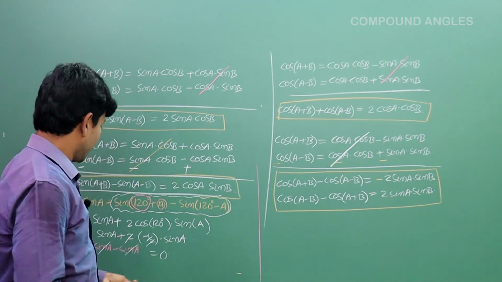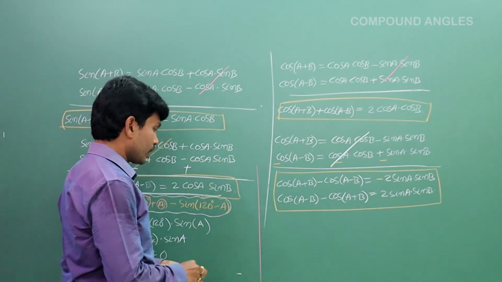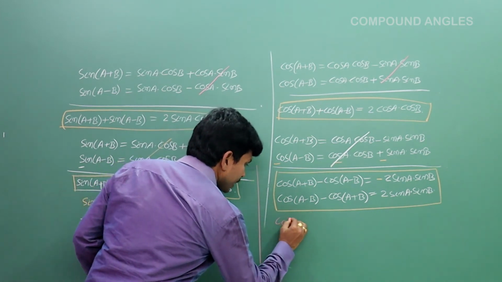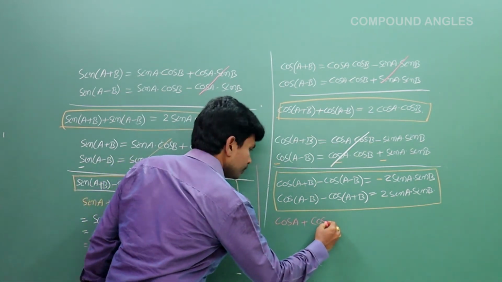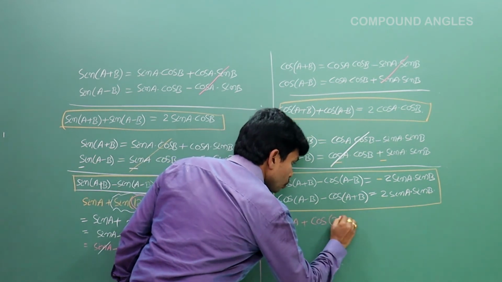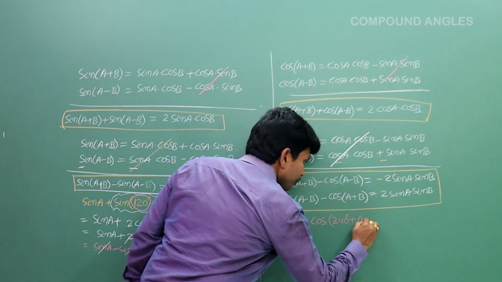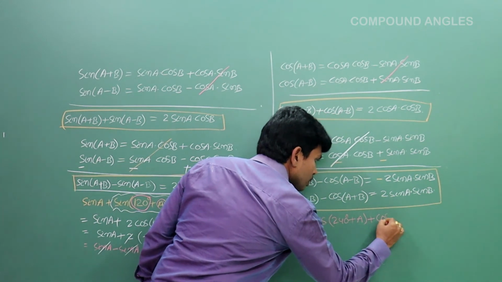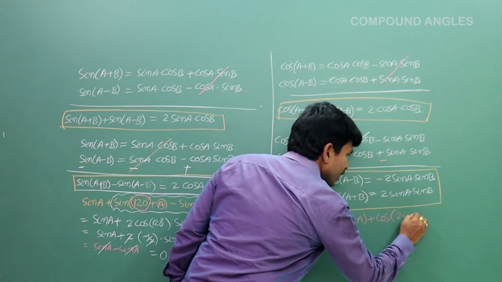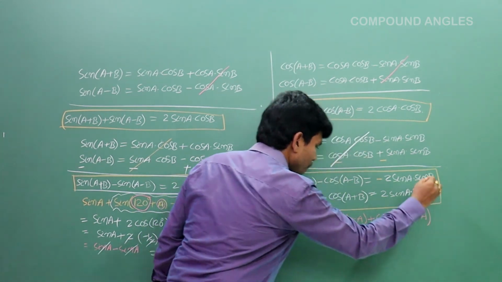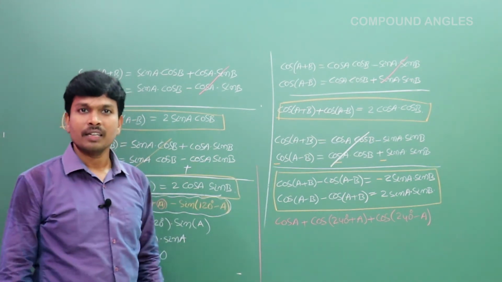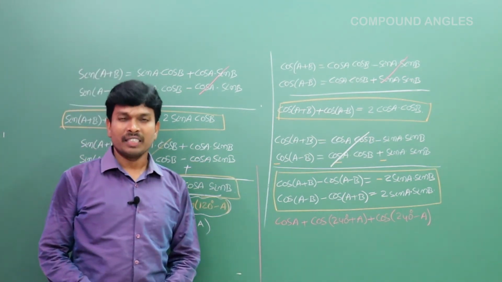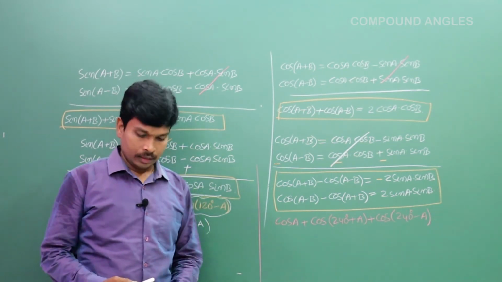Now, one more application we will discuss. See here. One more problem I am giving you. Get ready to do it, my dear kids. Cos A plus cos 240 degrees plus A plus cos 240 degrees minus A. Can you solve this problem? Pause the video and do it. After that you check it. Definitely you will get it.